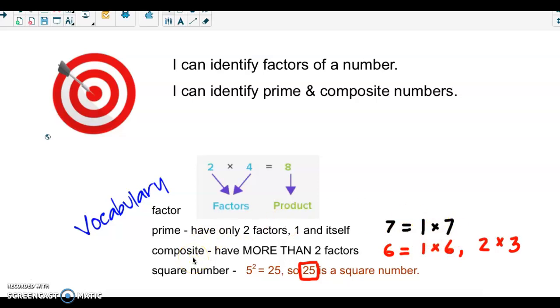Composite numbers, on the other hand, have more than two factors. So 6 is a composite number because 1 times 6 and 2 times 3 both have a product of 6. And finally, we talked about square numbers last week. Here's an example. 5 squared is 25, so 25 is a square number. Similarly, 4 squared is 16, so 16 is a square number. Please pause the video and write those vocabulary terms down.